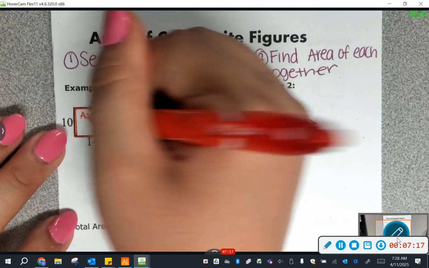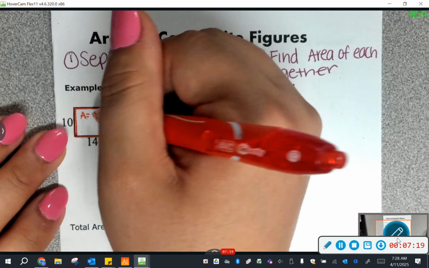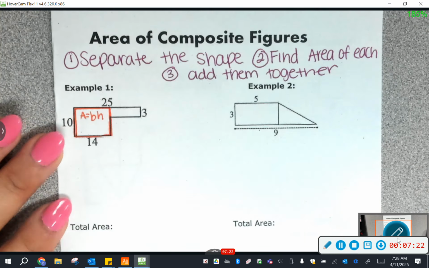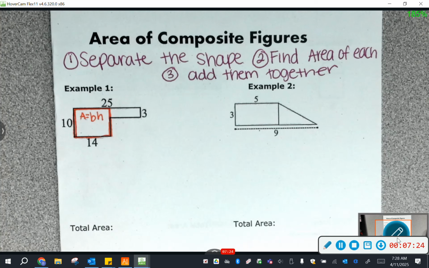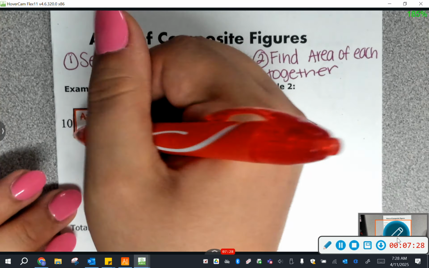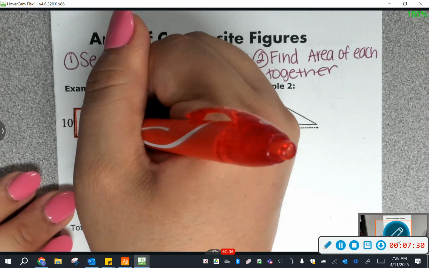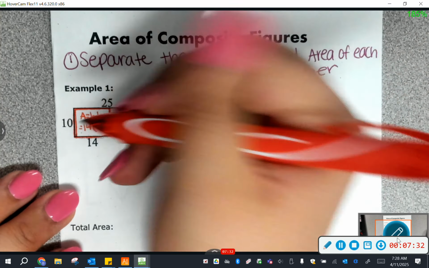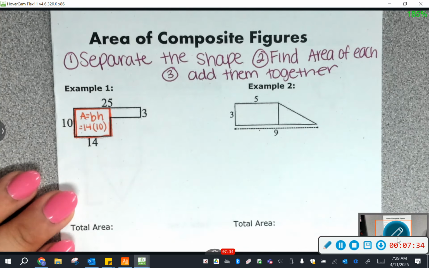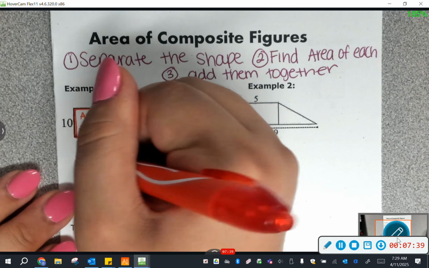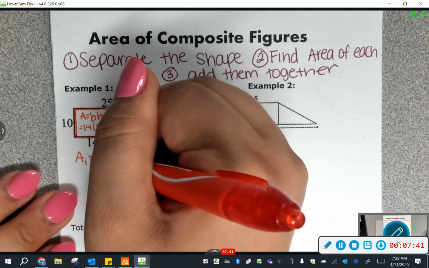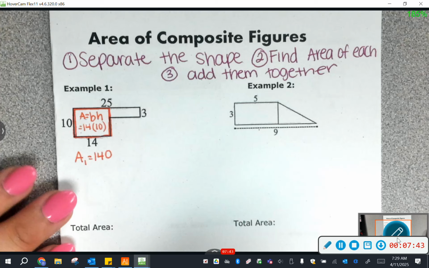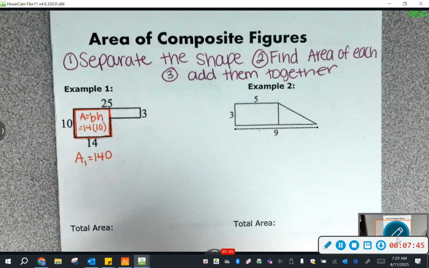And what's the formula for a rectangle? Base times height. Y'all agree with that? What's the base of this rectangle? 14. What's the height of this rectangle? 10. And what is 14 times 10? And so I'm going to say area number 1. Did y'all say 140? Is 140.